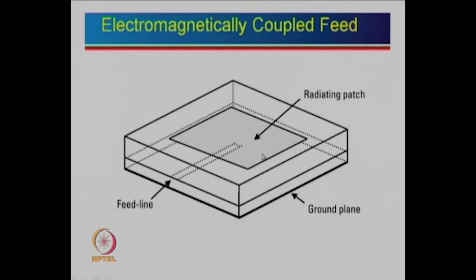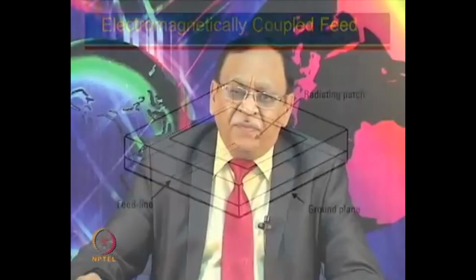And how does this patch get excited? This feed line is going there. So when this feed is fed there, we can see that the current will be 0 here, and the current will be maximum there. By using this electromagnetic coupling, the coupling is through the magnetic field. So that magnetic field gets coupled to the top patch and it excites that. So that is what is known as electromagnetically coupled feed.